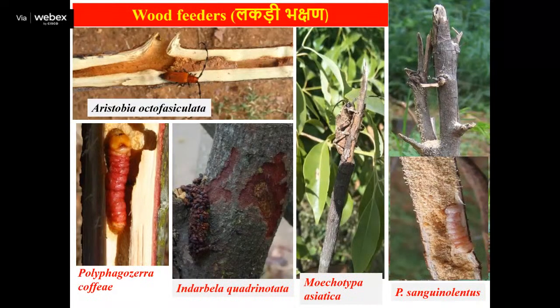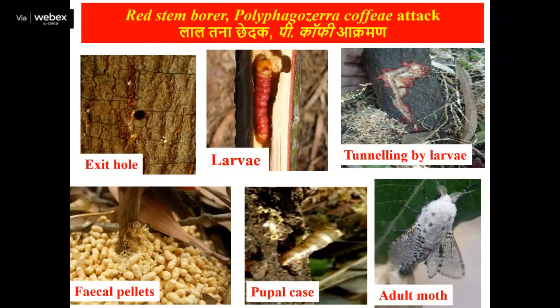Then borers: a few borers are coming, particularly in the early stage, and they may do some more harm, like Polyphagozerra, Aeolesthes, Indarbela, Zeuzera. These are generally a little bit lethal in the first one to two years. After that, they can't do much. Because if you see, wherever this borer has come, the trees are intact. It is our fourth or fifth year. They do a little bit of harm and go.